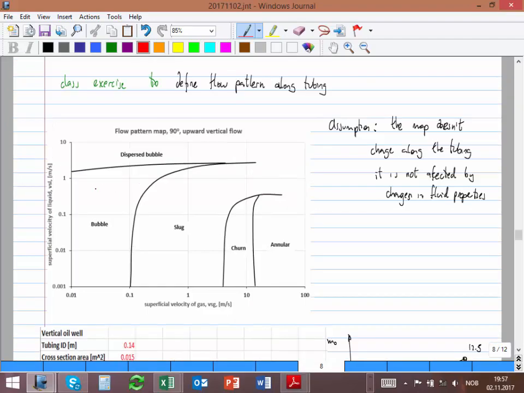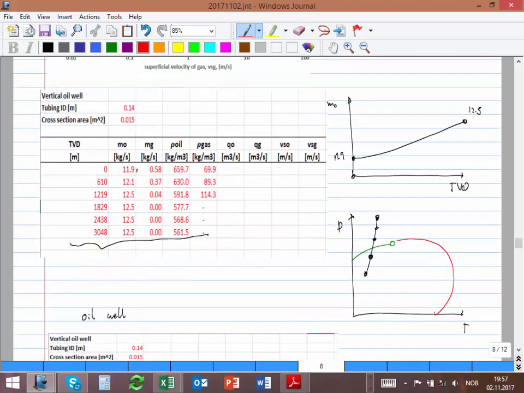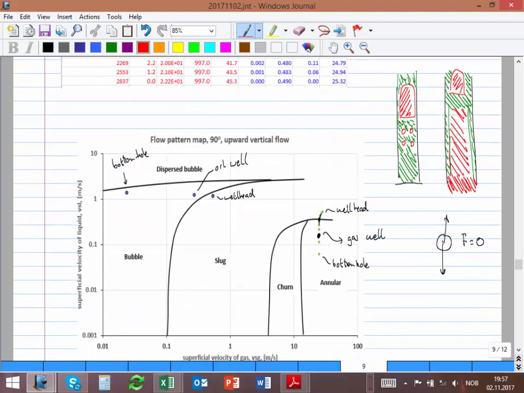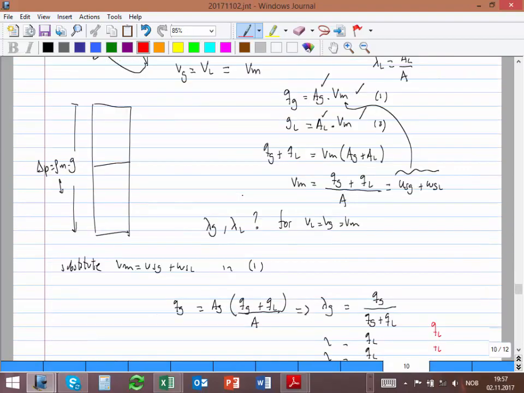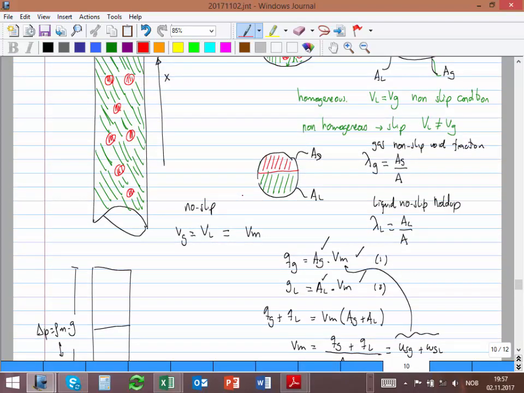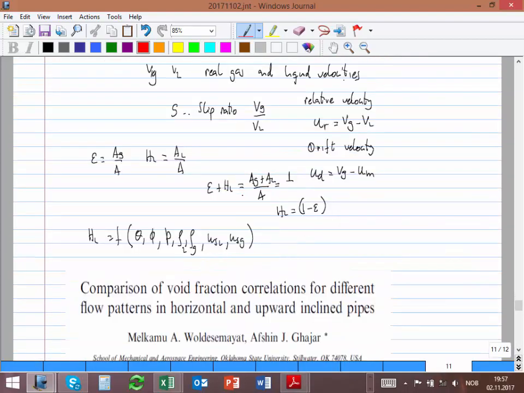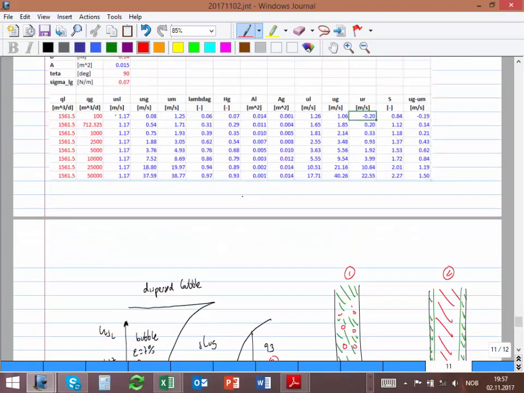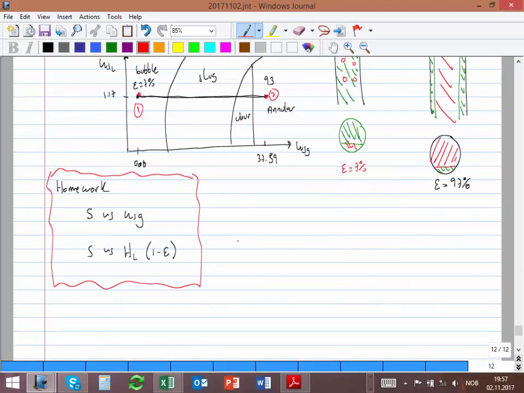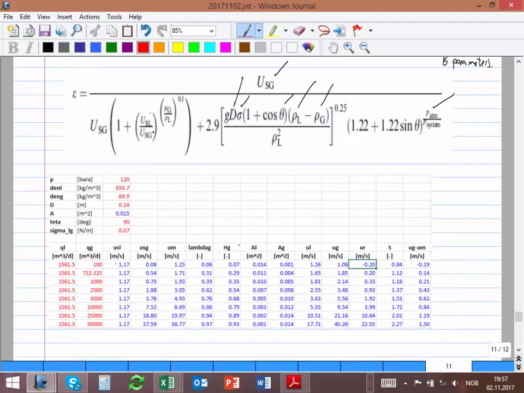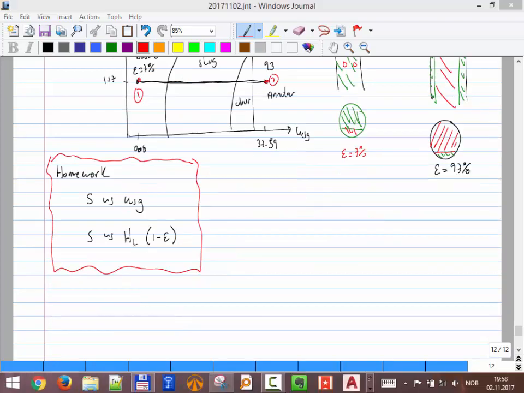And then we made an exercise to see how the point moves along the tubing, for an oil well and a gas well, and how actually the flow pattern changes. And then I introduced the definitions that are fundamental. This is the minimum you have to know in multiphase flow: void fraction, holdup, homogeneous flow, mixture velocity, real phase velocity. And then we made an exercise to see how the void fraction changes when we increase the gas velocity. Okay, any question?